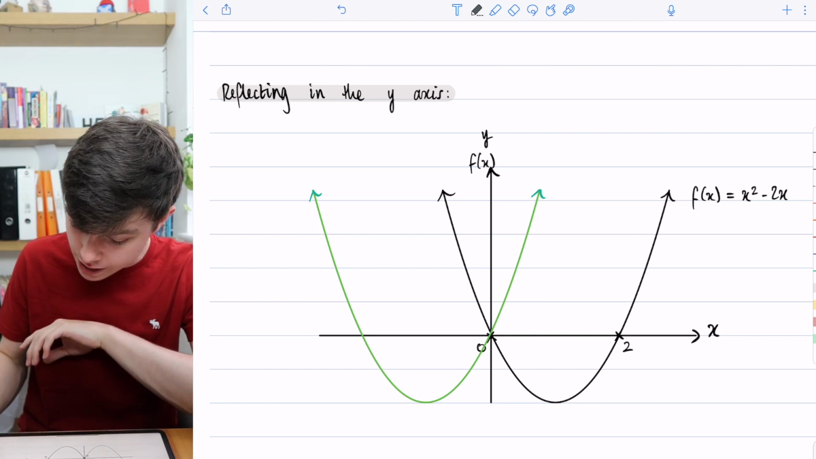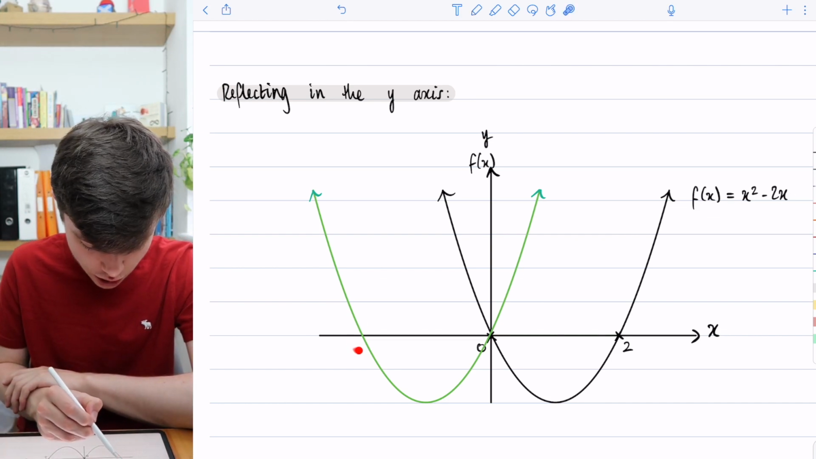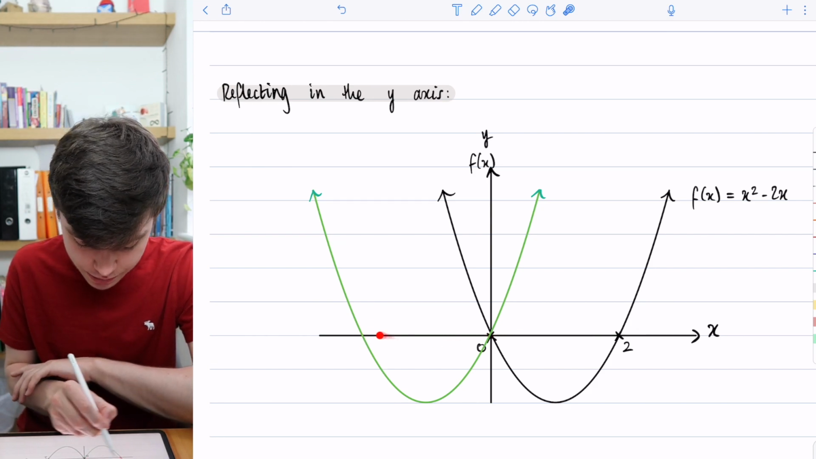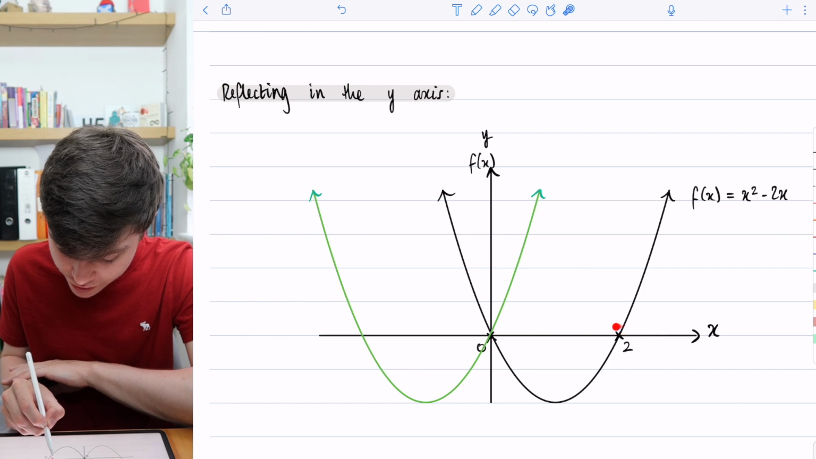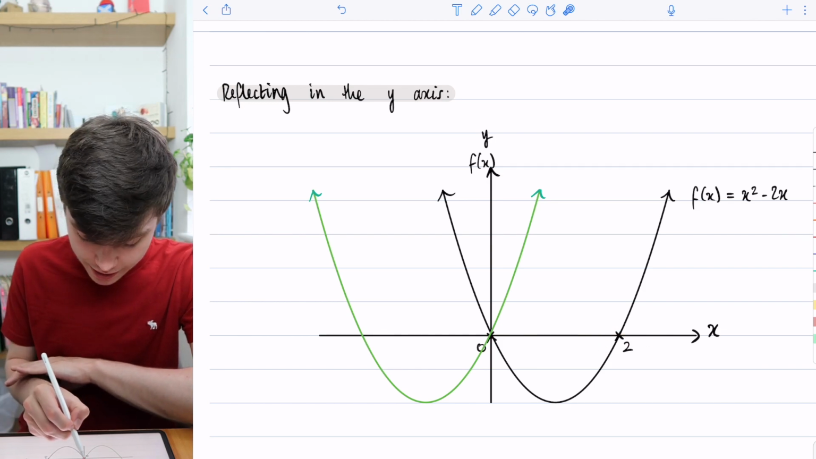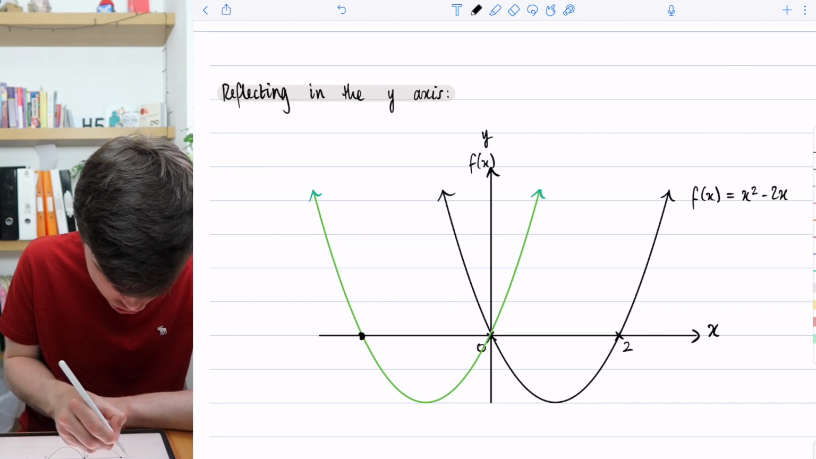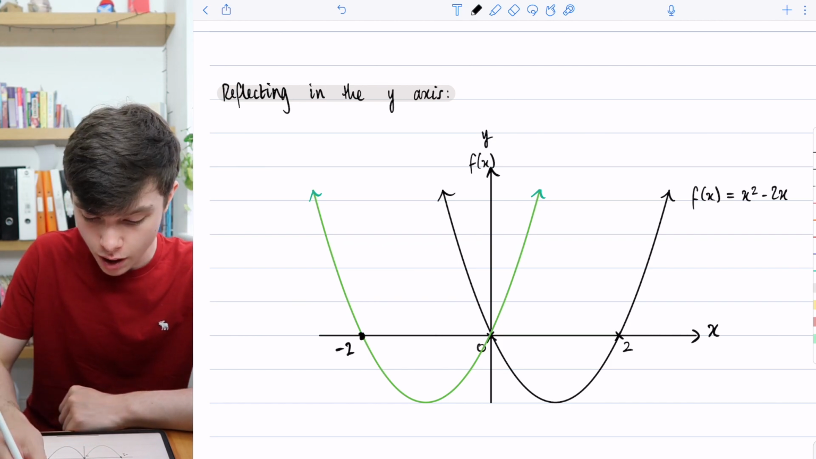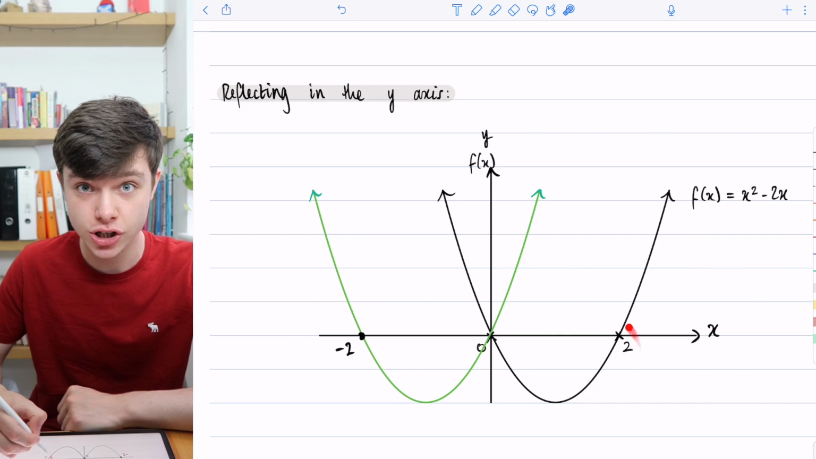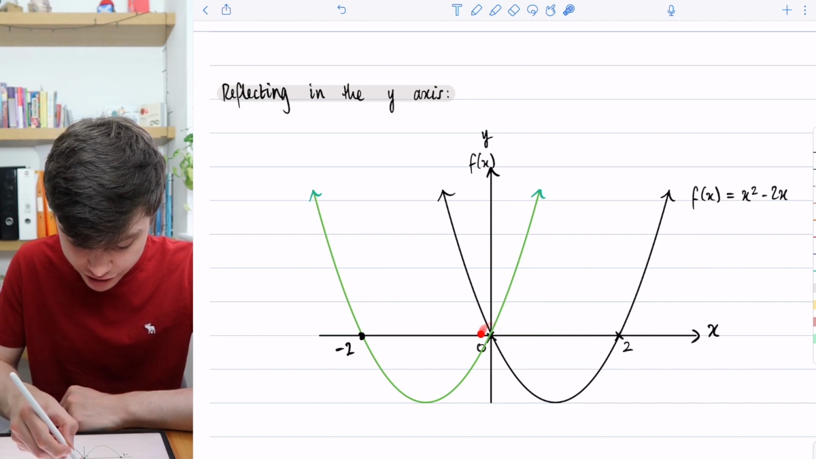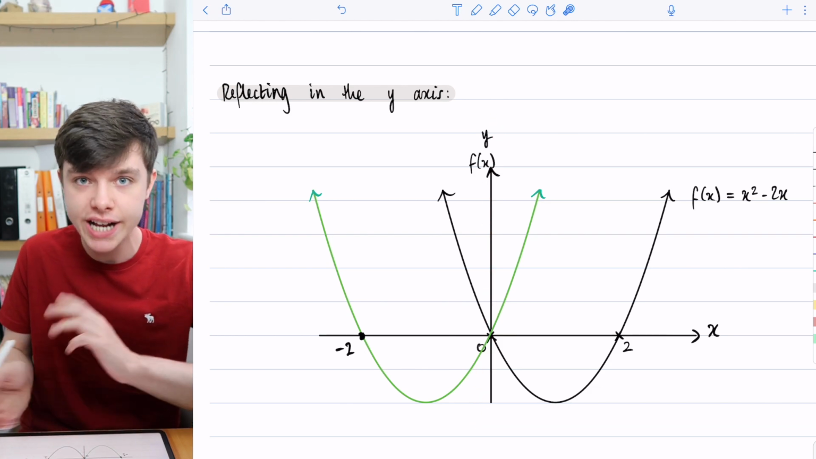So we can see, what's this point here going to be? It's an intersection in the x-axis, and it's the same distance away from this intersection. So because that's the case, this here is going to be an intersection of -2, all because this was an intersection of +2. We're still crossing through the origin because that's on our mirror line, so it's going to stay.